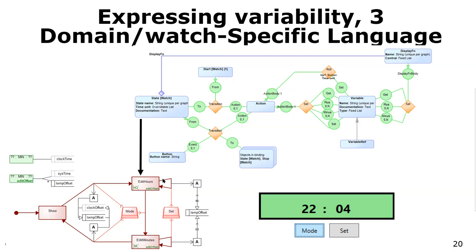So to show this meta model, we have here the meta model definition for the state, which are these red rectangles. Each state has a name, what time unit it optionally shows, and it has also a documentation, and it also has one display function. Display function means what display it shows in which state.